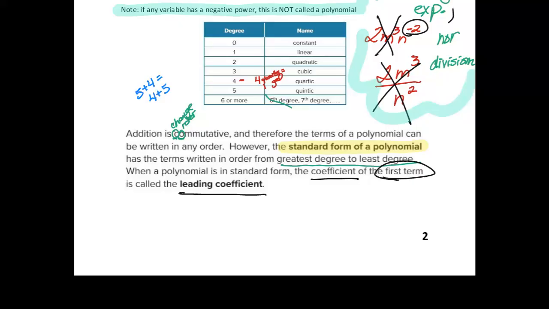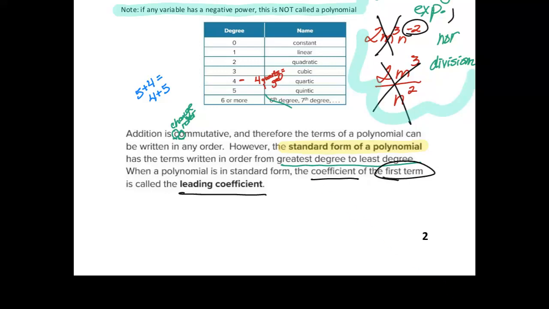Now, I know this is a lot of information. A lot of vocabulary words, a lot of new stuff, okay? I get it. It's not too bad. I know it's a lot though.